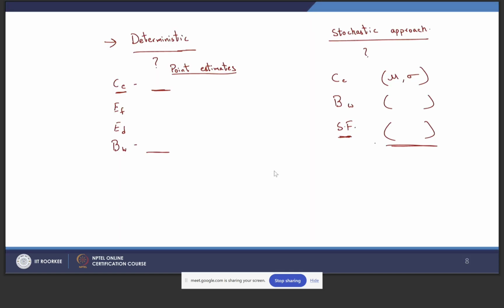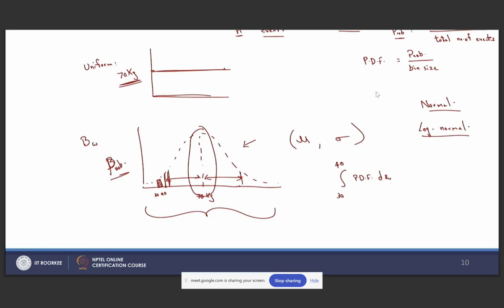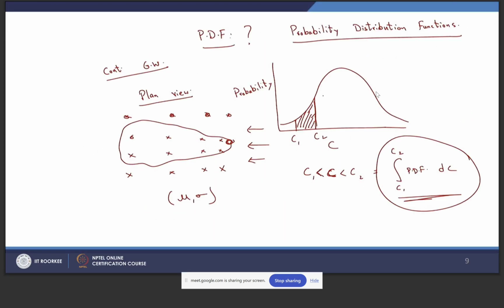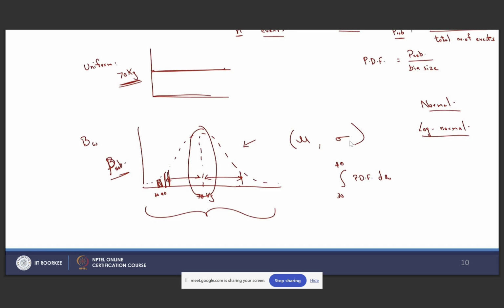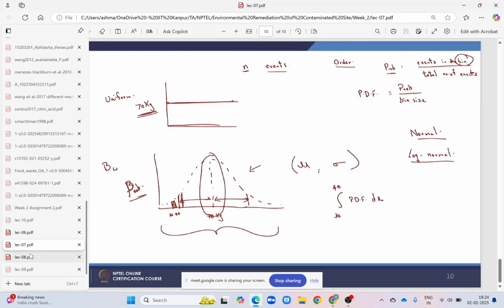So the deterministic approach has some limitations because we are doing point estimates. We are taking the average body weight, which is 70 kg, but different people will have different body weights. So all these can be taken into account by doing the stochastic approach, in which we take the mean and standard deviation of everything. I think this is the last slide. And then through Monte Carlo simulation, we can find out.